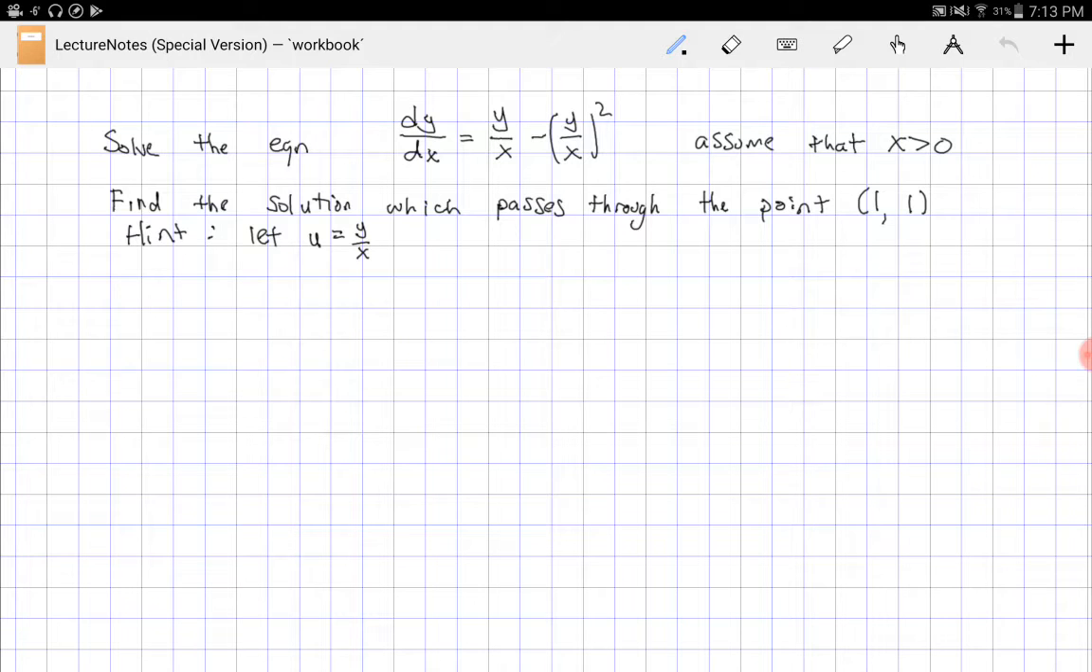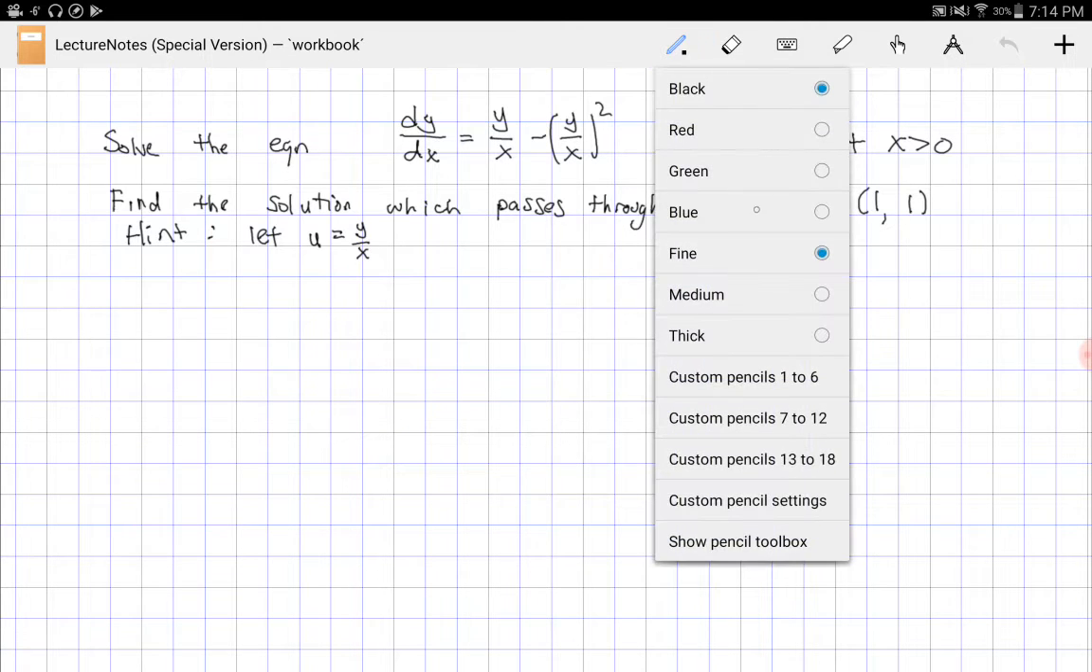So this question asks us to solve a first-order differential equation where dy/dx equals y over x minus y over x squared, and we assume that x is greater than 0. It gives us an initial value where when x is equal to 1, y is also equal to 1. The nice thing about this question is it gives us a hint to make a substitution: let u equal y over x.